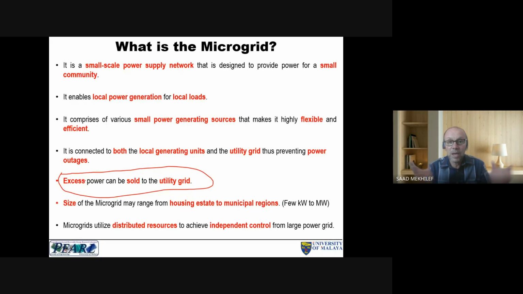Then you have electric vehicles, for example. A lot of people now have electric vehicles, so during the day you can charge the electric vehicles. At night you can plug in your electric vehicles and use this energy to supply your home instead of buying from the grid. So this is a trend. That's why I say there's a lot of flexibility in microgrid systems. Okay, all right. Any questions so far?